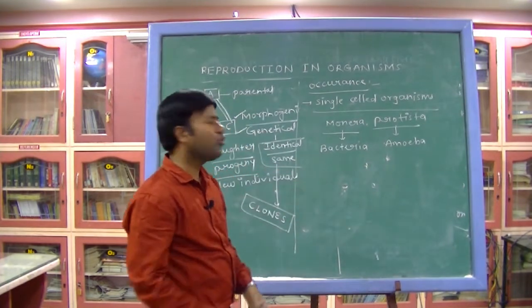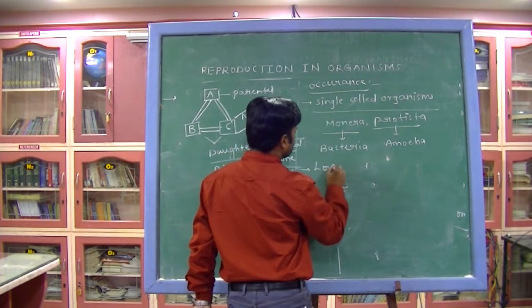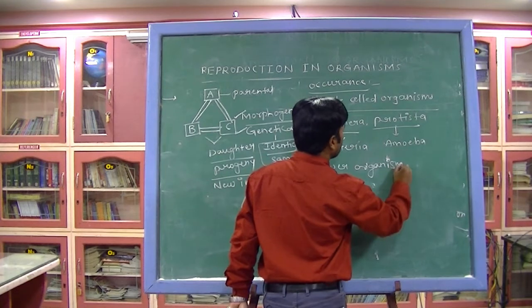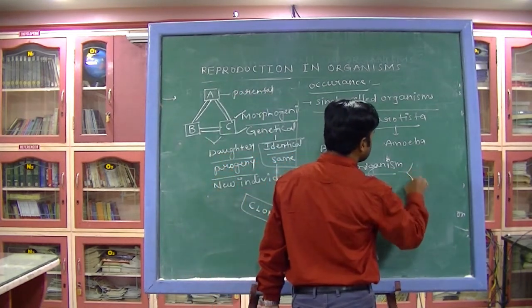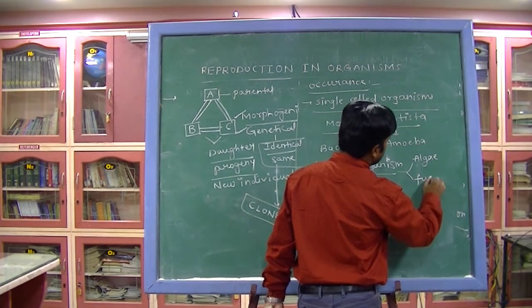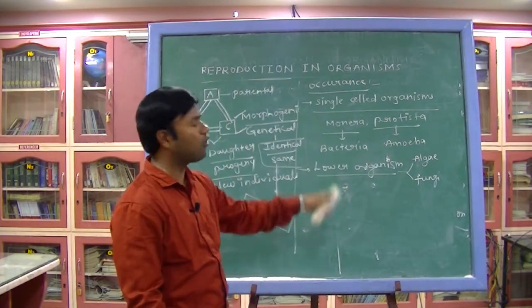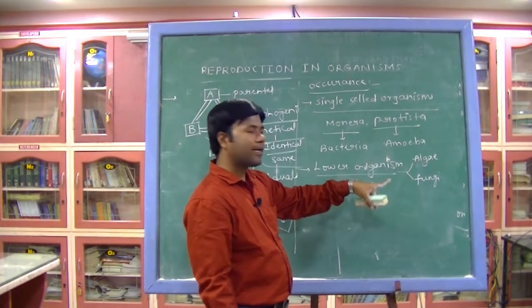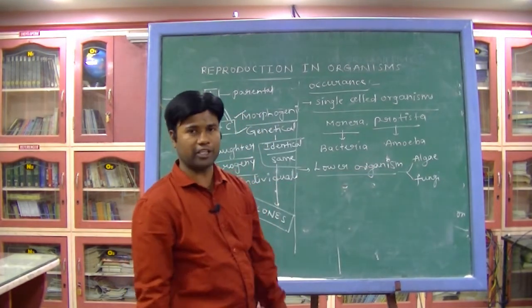Not only here, even in the lower organisms. What are the lower organisms? I am denoting here, one is algae, another one is fungi. These two consist of a thallus organization, so they are kept under Thallophyta. So these are the lower organisms. In these we are able to see the asexual mode of reproduction.